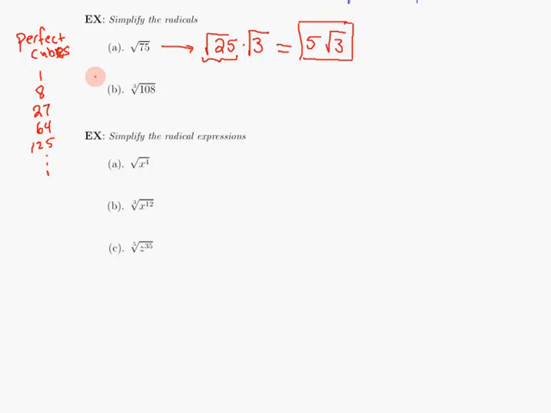Now, do any of these divide into 108 nicely? Of course, 1 does, but that doesn't interest me. We want to split this up into something smaller times something else. So 8 does not go into 108. If I plug it in my calculator, I get a decimal number, so it doesn't go in evenly. But 27 actually does. 108 divided by 27 is 4. So this is the same thing as 27 times 4. Remember, the reason that I'm using perfect cubes is because we're talking cube roots here. So the cube root of 27 times the cube root of 4 is 3 times the cube root of 4.